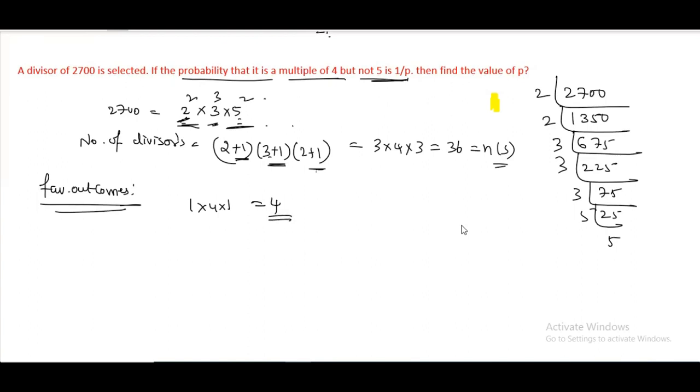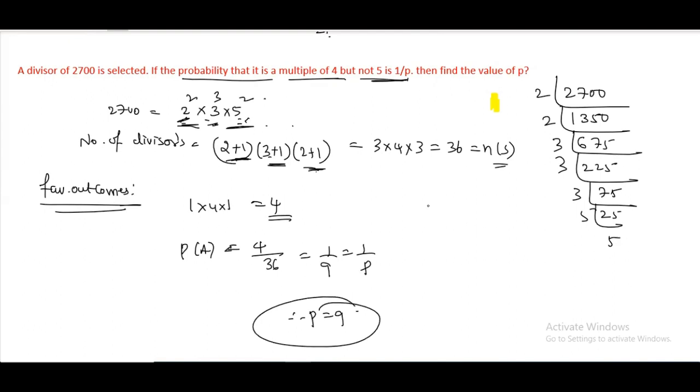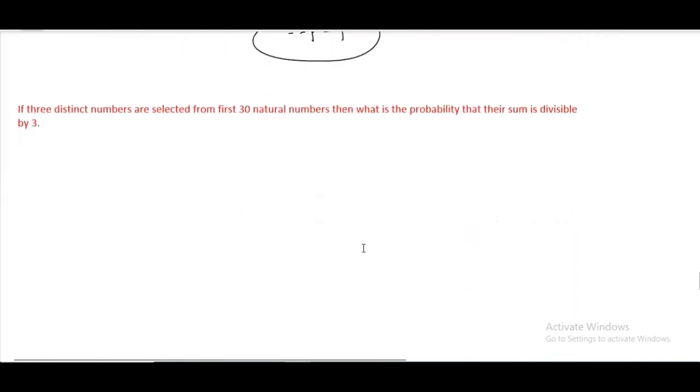Hope you understand why we are not selecting 2 and 5. 2 into 5 is 10, so you will get a multiple of 10, which is divisible by 5. But here they told very clearly it should not be divisible by 5. It should be divisible by only 4. So the favorable outcomes will be only 4. So the probability of the event A, where it is a multiple of 4 but not 5, is favorable outcomes by total outcomes, 4 by 36. That is 1 by 9, which they have given as 1 by p. That means p is equal to 9. So the value of p is equal to 9.